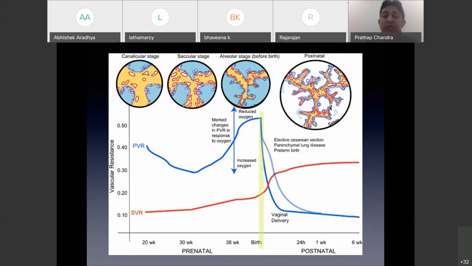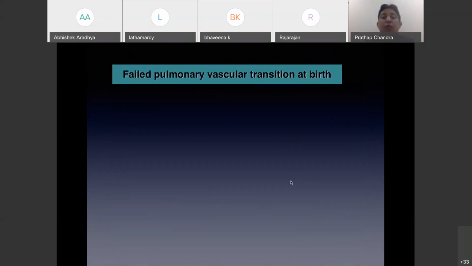These factors result in vascular changes. Then after birth, your pulmonary vascular resistance should really fall, and correspondingly systemic vascular resistance should go high. I hope you're with me so far. Then moving on, what happens now?